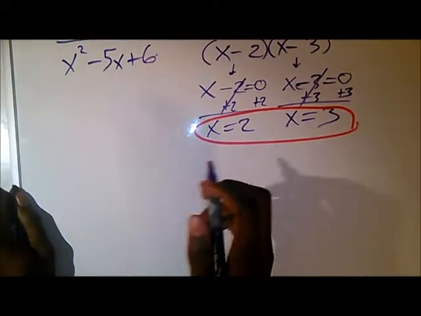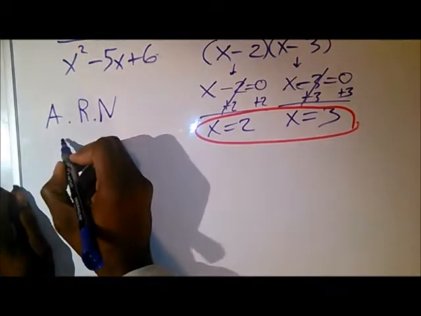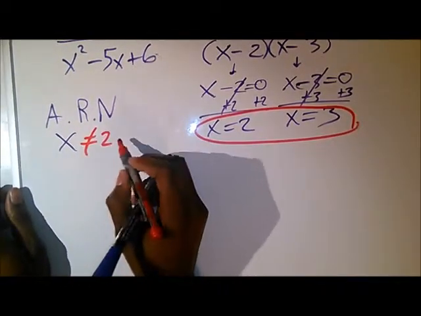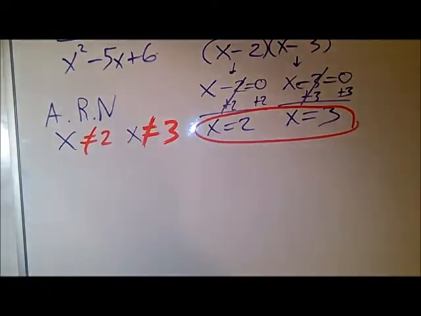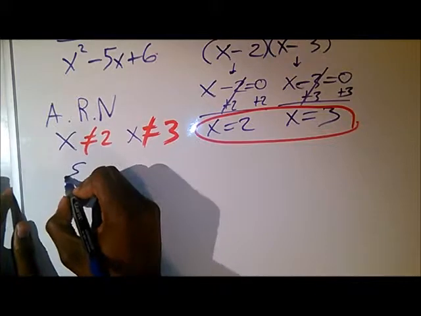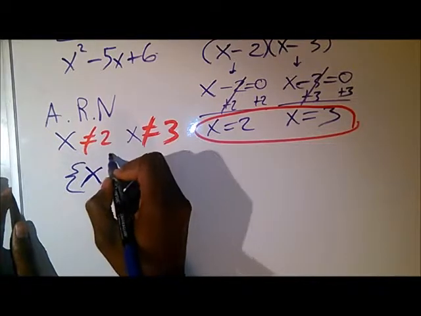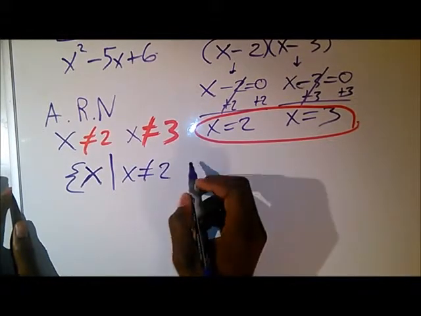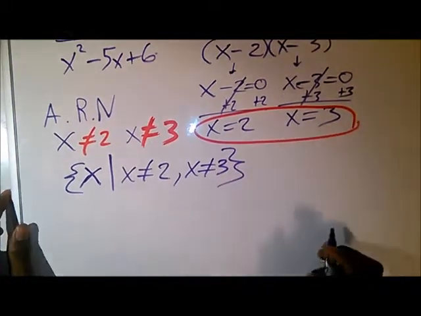So the domain of this function would be all real numbers except x is equal to 2 and x is equal to 3. Okay? And here's how you write it in set notation. You may see this on a test. All of x, where x is not equal to 2 and x is not equal to 3. We don't want those because that will make the bottom 0.